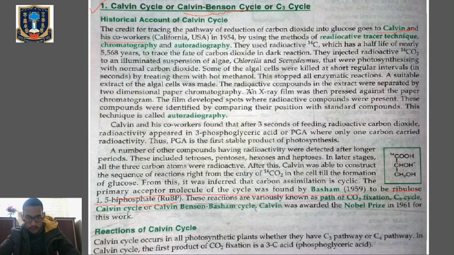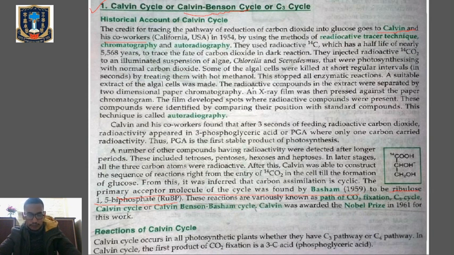Let us talk about the reactions of the Calvin cycle. The Calvin cycle occurs in all photosynthetic plants, whether they have the C3 pathway or the C4 pathway. Clear? Generally over here we are dealing with the C3 cycle, but it occurs in all the photosynthetic plants, whether C4 or C3.